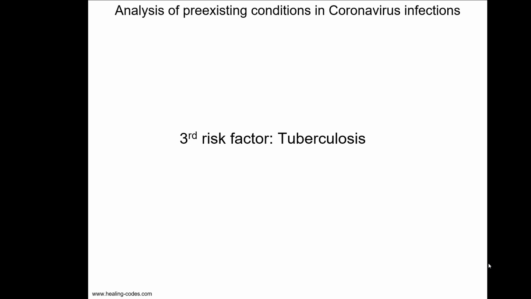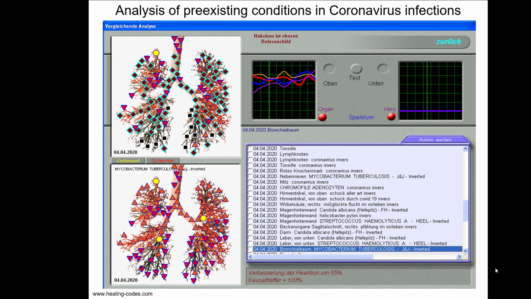We will study this in the following figures. Tuberculosis is most evident on the bronchial tubes, and when Mycobacterium tuberculosis is inverted, the energetic result is improved by 65%. This stress leads to an increased susceptibility to infection, as is the case for the coronavirus. Just as the infection of tuberculosis typically affects certain organs preferentially, the information of Mycobacterium tuberculosis can also be found on the same organ structures.